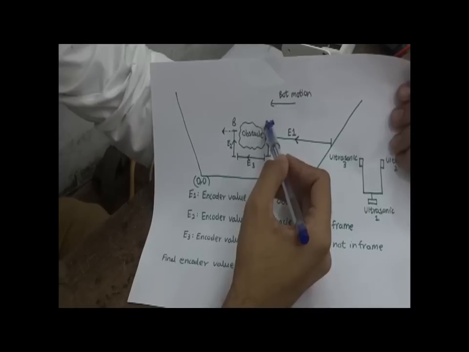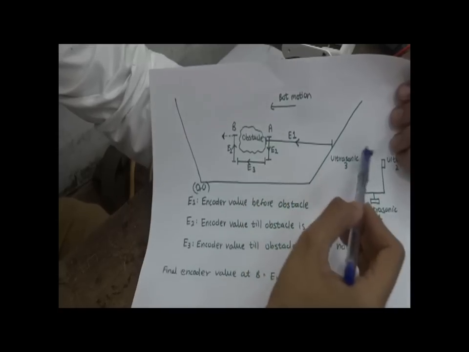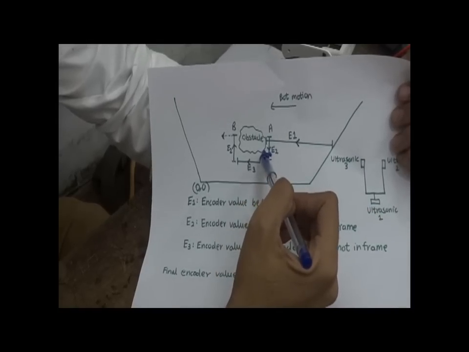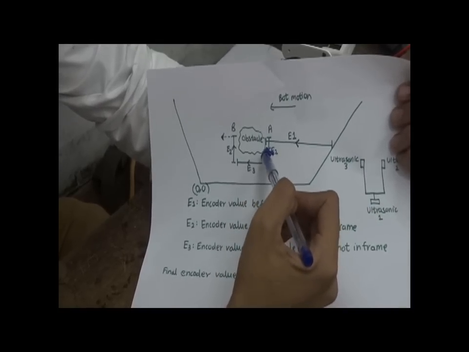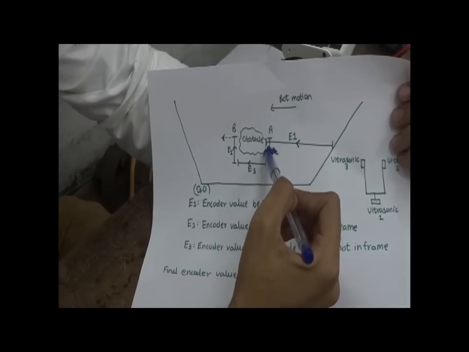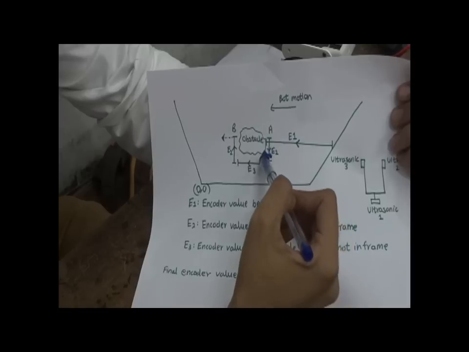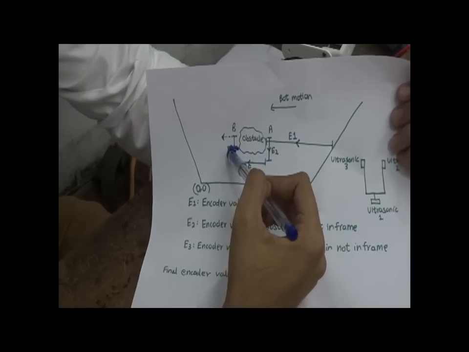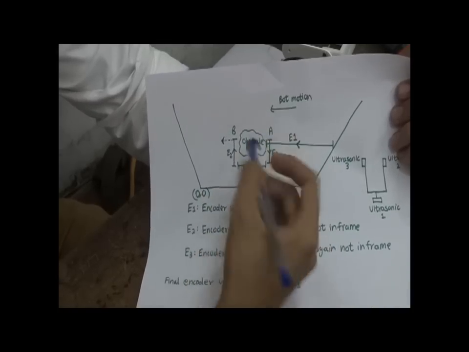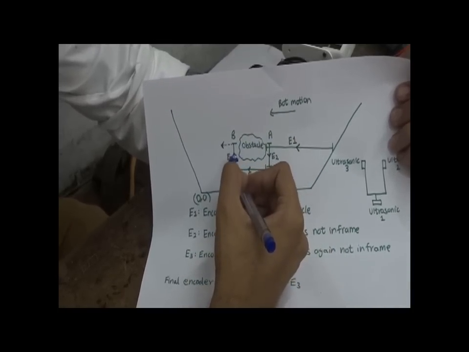It will reset the encoder, and now the right obstacle sensor will detect the obstacle. So it will keep going straight until the right obstacle sensor does not detect the obstacle, and it will stop. It will save this encoder value E2. Now it will take a right 90 degrees turn and reset the encoder again. It will go straight until the right obstacle detecting sensor does not detect the obstacle, and reset the encoder, save the value E3. Now it will take a right turn and go straight.